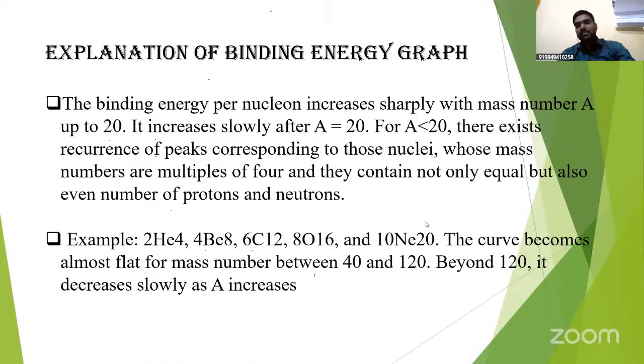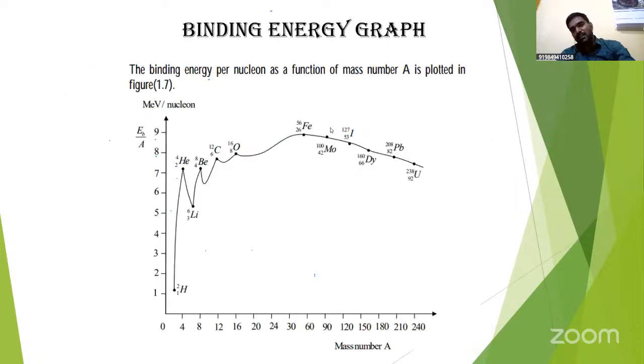Beyond 120, it decreases slowly as A increases. After 120, what happens? It is decreasing gradually, isn't it? As the mass number is increasing, it is decreasing gradually. So as the number of nucleons increases in the nucleus, the binding energy between those nucleons is decreasing. As these elements are unstable, we don't see many mass numbers after this one. There will be disintegration of these nuclei.